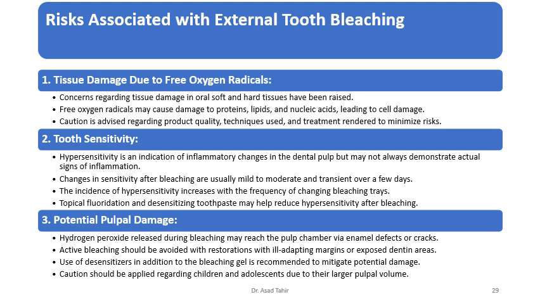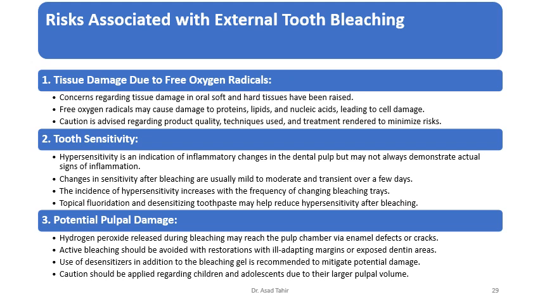2. Tooth sensitivity. Hypersensitivity is an indication of inflammatory changes in the dental pulp but may not always demonstrate actual signs of inflammation. Changes in sensitivity after bleaching are usually mild to moderate and transient over a few days. The incidence of hypersensitivity increases with the frequency of changing bleaching trays. Topical fluoridation and desensitizing toothpaste may help reduce hypersensitivity after bleaching.